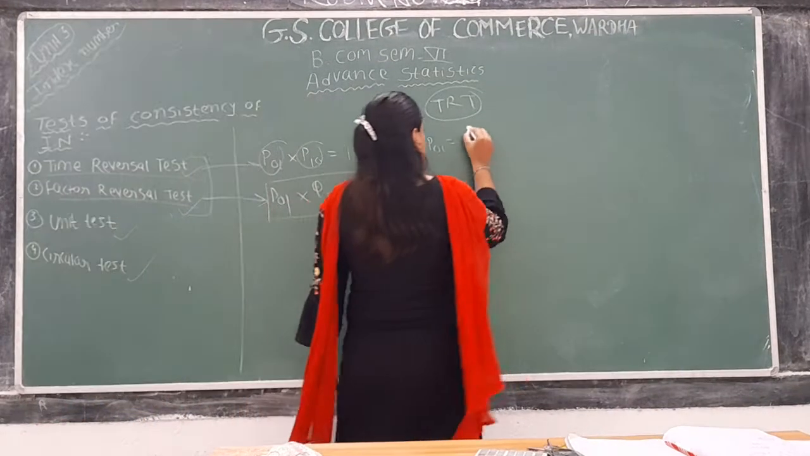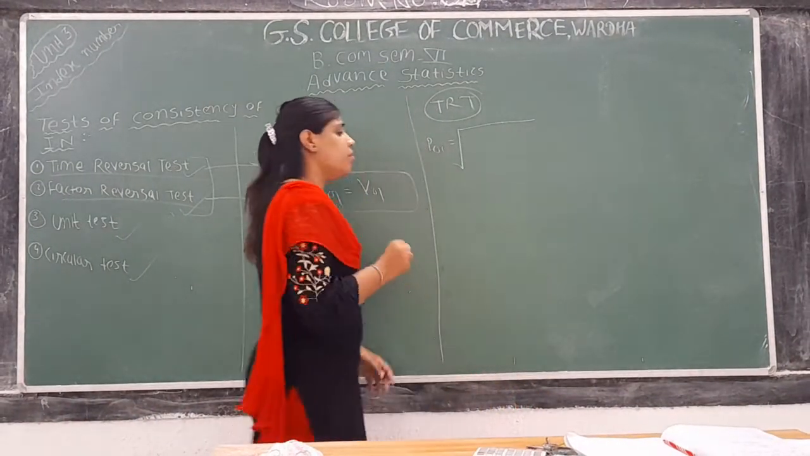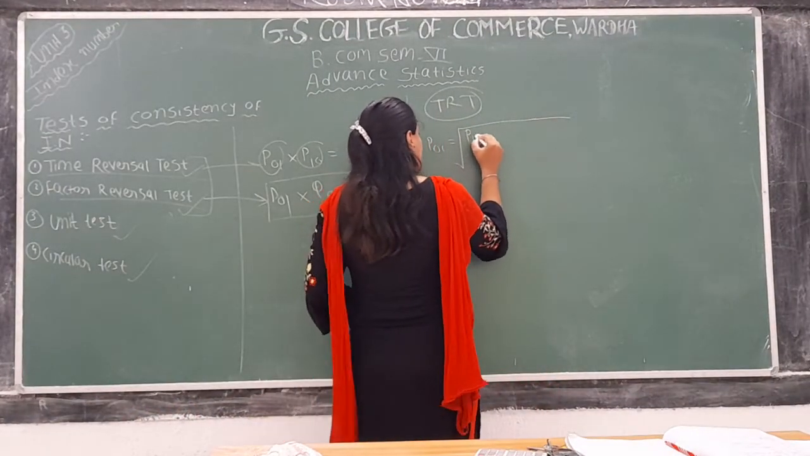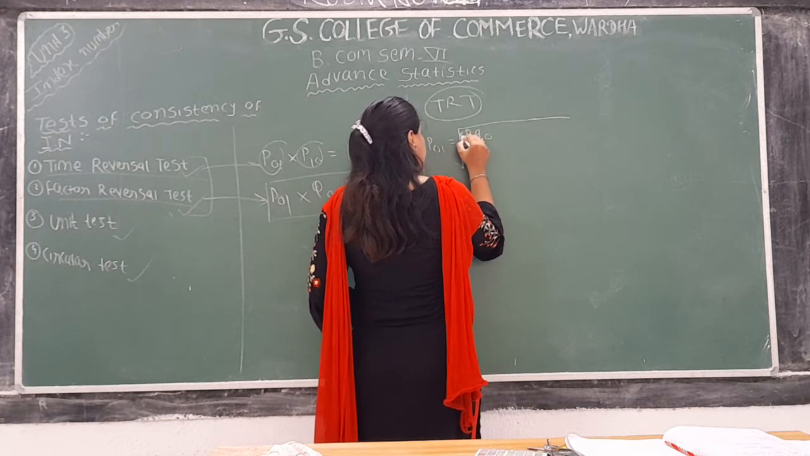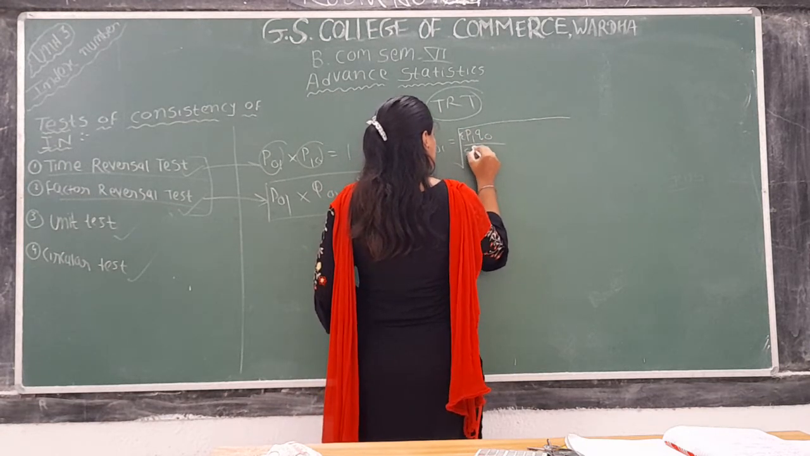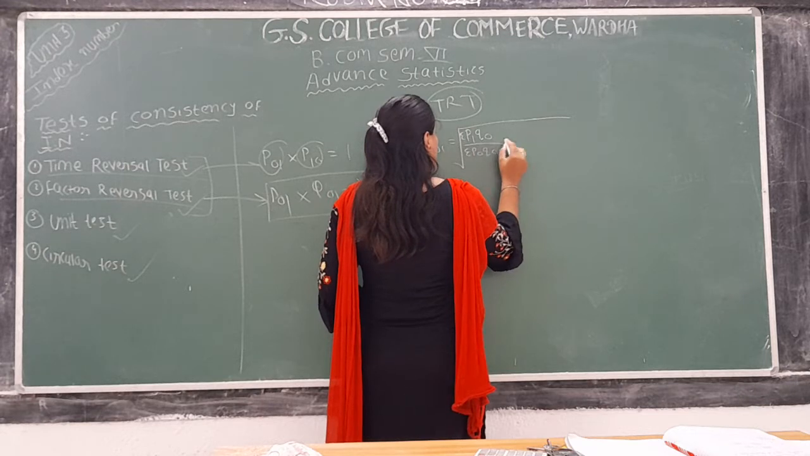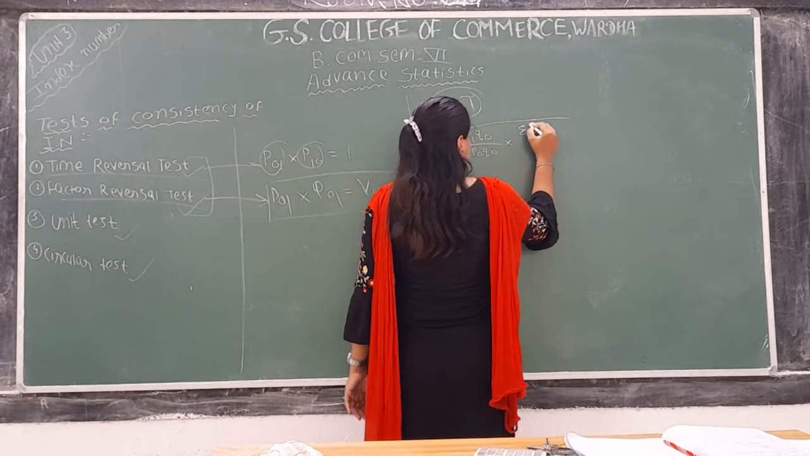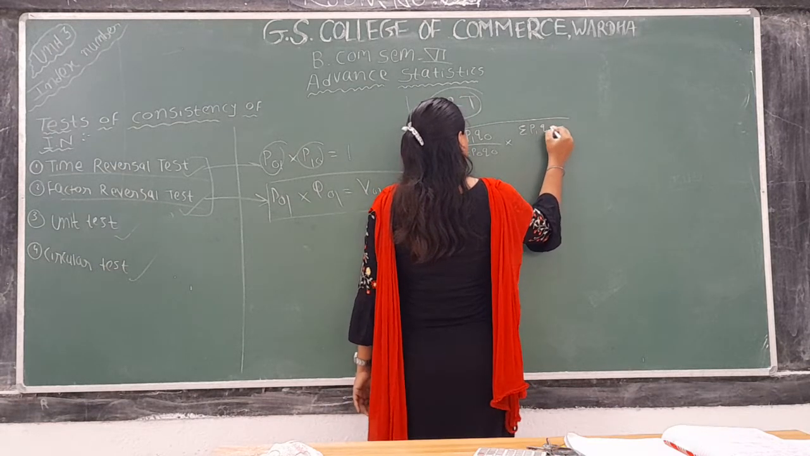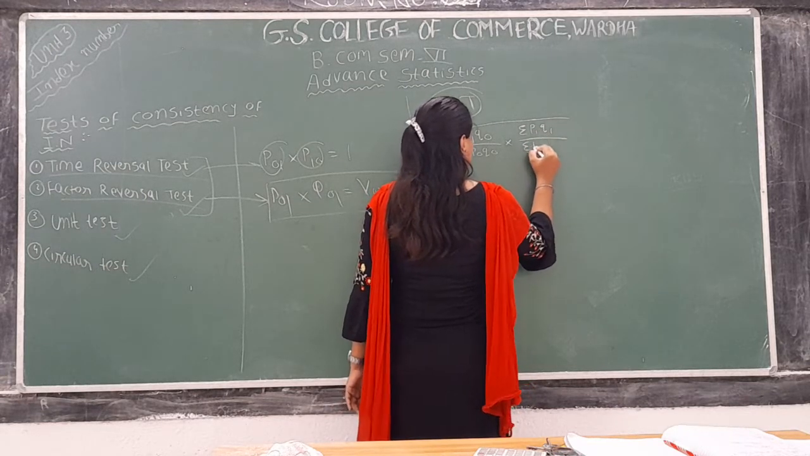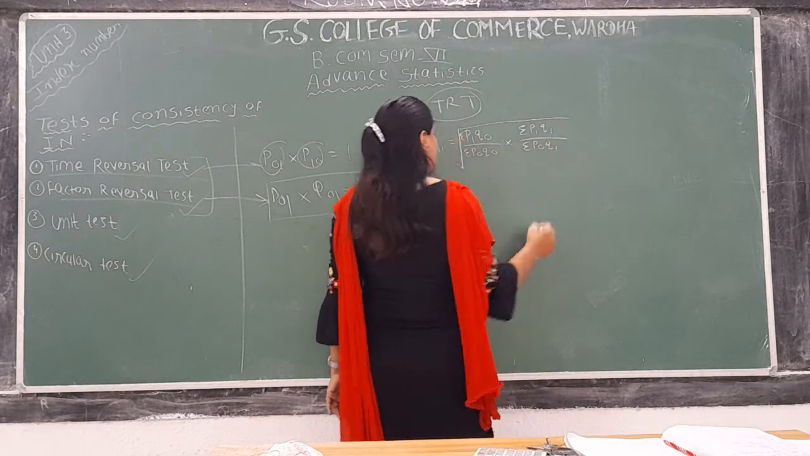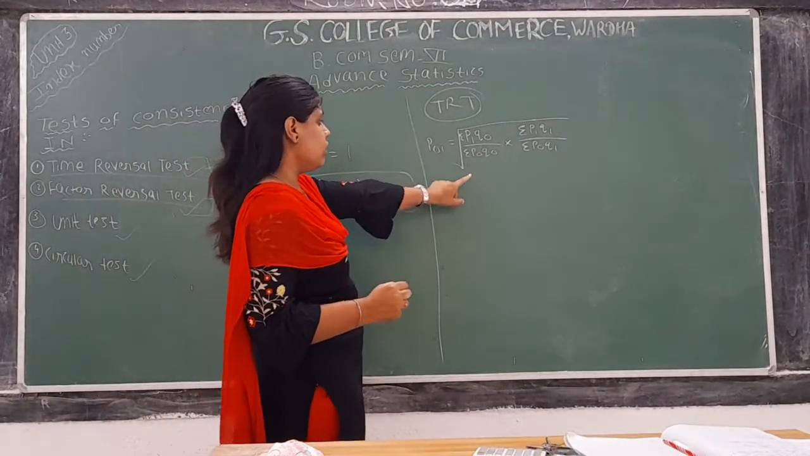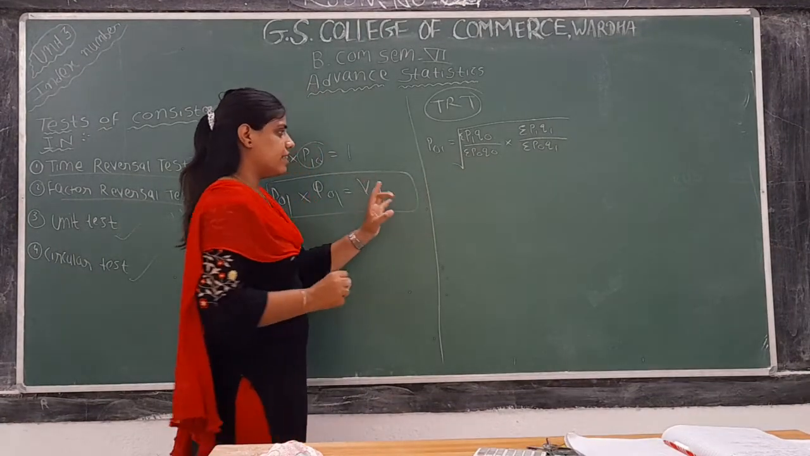So what is the formula for calculating the price index number by the Fisher-Ideal index number method? It is the square root of summation P1 Q0 upon summation P0 Q0 into summation P1 Q1 upon summation P0 Q1. So this is the formula for computing P01 under the Fisher-Ideal index number.